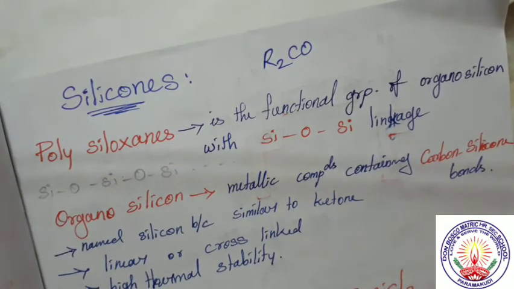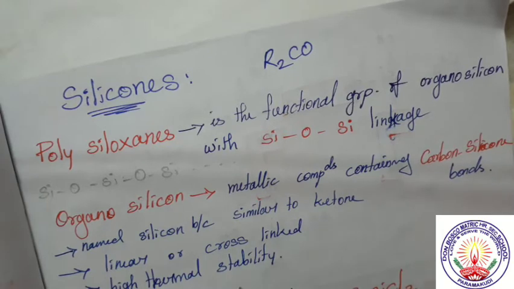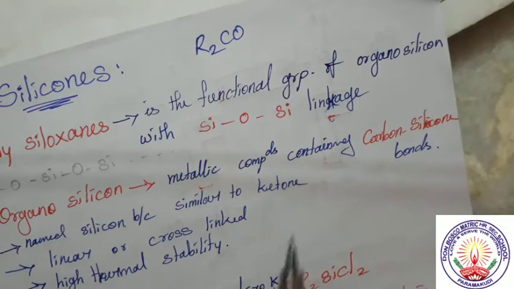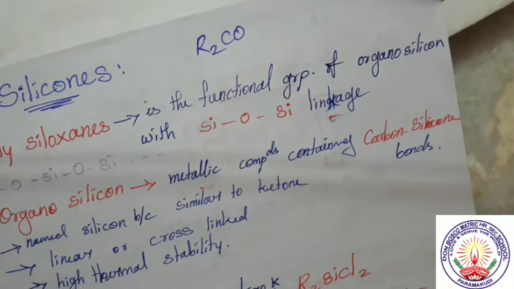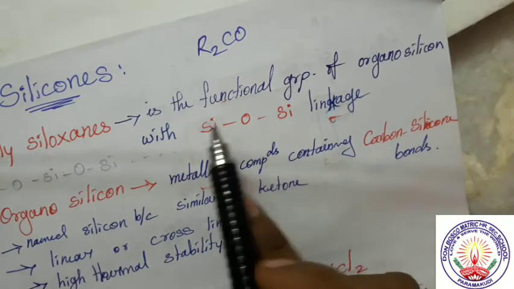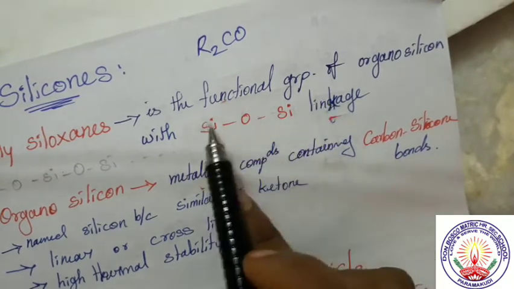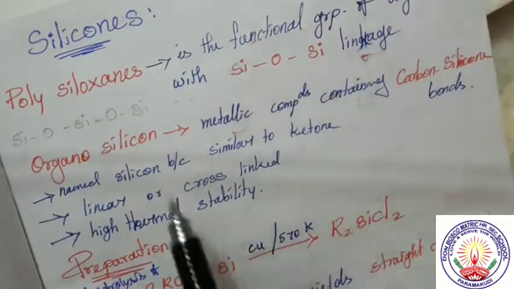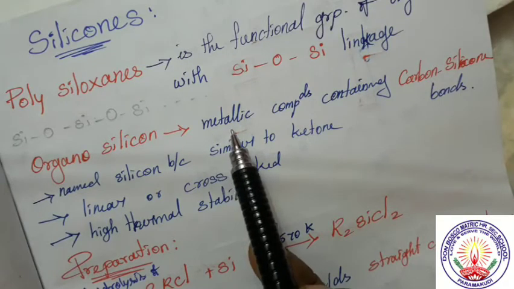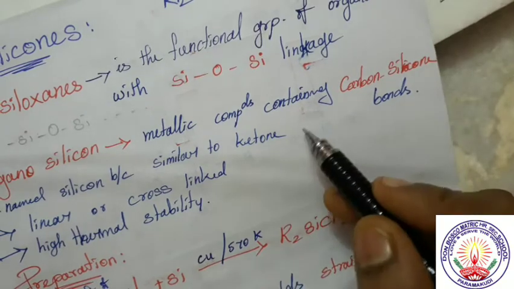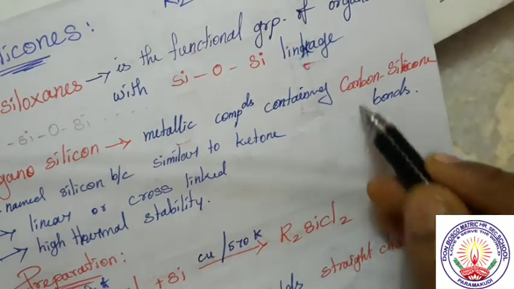Let us first see what polysiloxanes are. Polysiloxanes are the functional group of organosilicon with Si-O-Si linkage. Now what is organosilicon? Organosilicon is an organometallic compound containing a carbon-silicon bond. They are having carbon-silicon bonds.